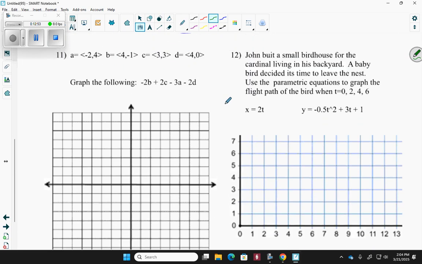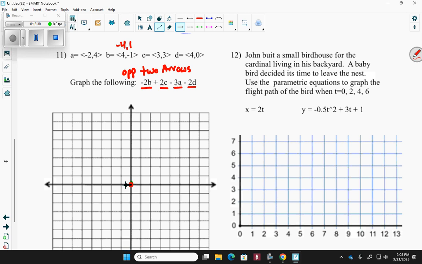All right, question number 11. Remember, you always start at the origin, so we always start here. All right. Now, it says we are going to graph this operation here. Now remember what -2 means. 2 means obviously 2 arrows. And the negative means opposite. So 2 opposite arrows. So if b is 4, -1, then that means I'm going to go -4, +1. 2 of them.